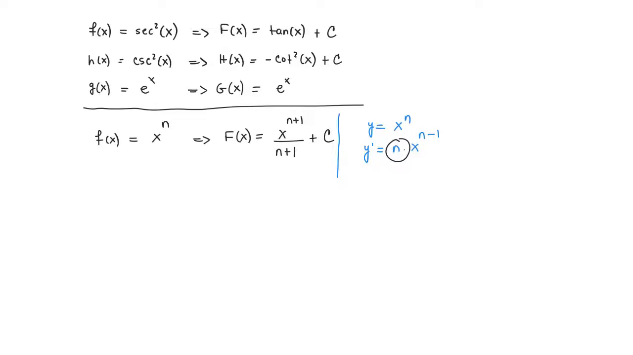Now, I'm hoping that you also notice that this is valid provided n does not equal negative 1. If n is equal to negative 1, you will be dividing by 0, and you know that this is not allowed. That's not going to give you a real number. So in other words, if we happen to have f of x equals x to the negative 1, which is equivalent to saying 1 over x, we cannot find the antiderivative by using the power rule in reverse. We cannot do that.